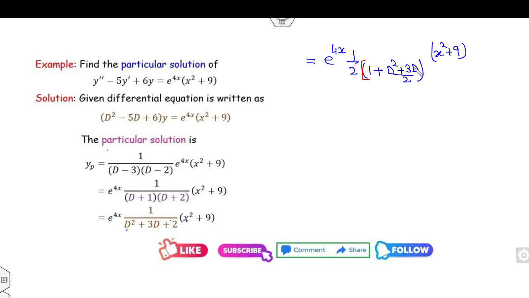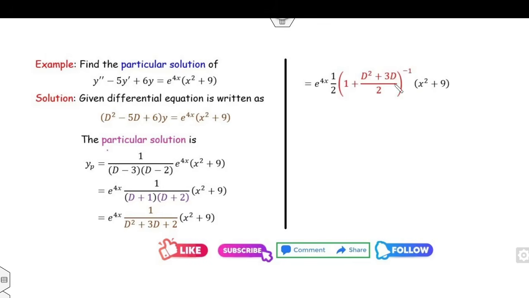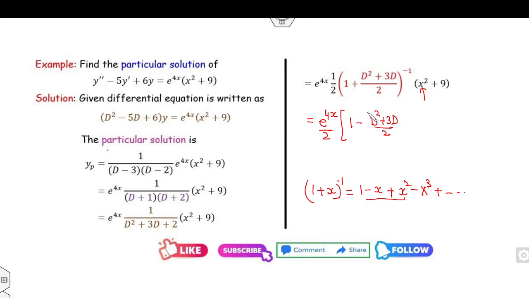I can write this expression in the numerator with the power minus 1. Now you can expand the series. What is my series? 1 plus x raised to power minus 1 is 1 minus x plus x square minus x cube, and so on. Since we need only up to x square, I can expand up to the first three terms. e raised to power 4x over 2, 1 minus x plus x square, plus 3d over 2 square, and so on, and the expression is x square plus 9.